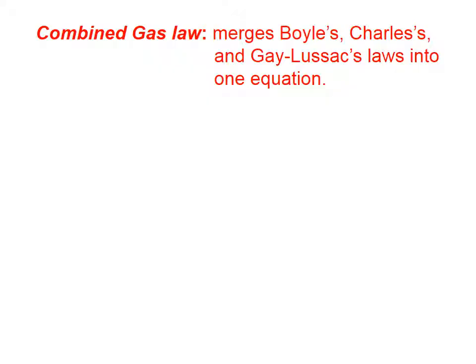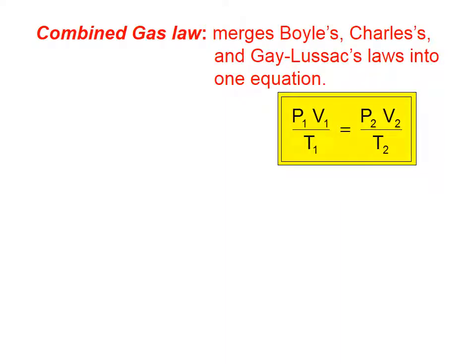So here we go. The combined gas law merges Boyle's, Charles's, and Gay-Lussac's laws into one equation. And here it is: P1V1 over T1 equals P2V2 over T2. What this equation says is, if you have a gas at a particular pressure, a particular volume, a particular temperature, and then you change one or more of those quantities to a different pressure, P2, and let's say a different temperature, T2, then you can use this equation to calculate the new volume.